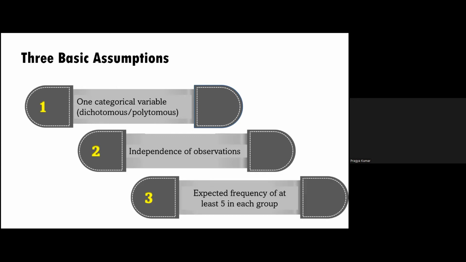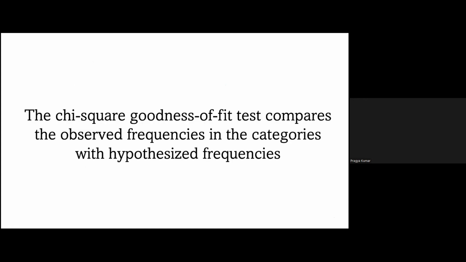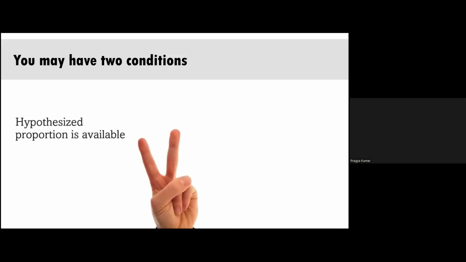The third assumption is the expected frequency of the cell. It should be at least 5 in each group, and we call that the third assumption. We'll see what this expected frequency is. In chi-square, we always talk of the terms expected frequency and observed frequency. This chi-square goodness of fit test compares the observed frequency in the categories with the hypothesized frequency.